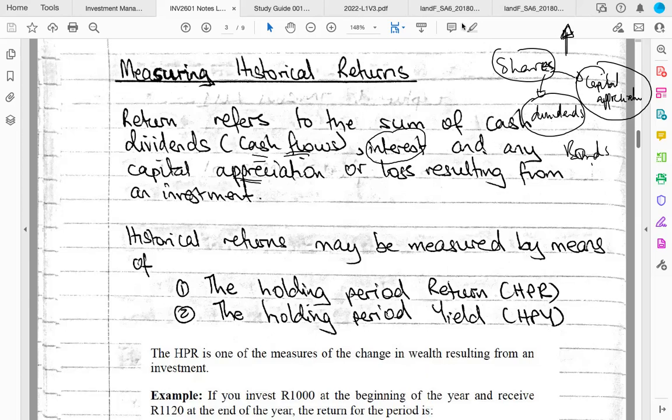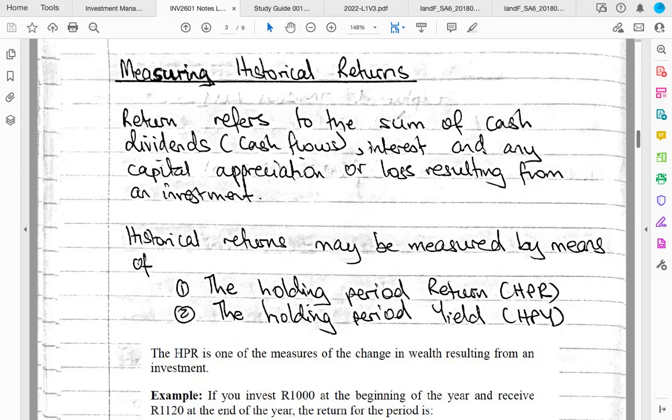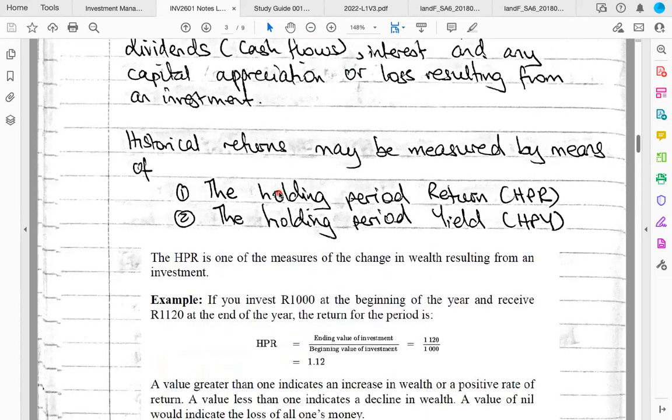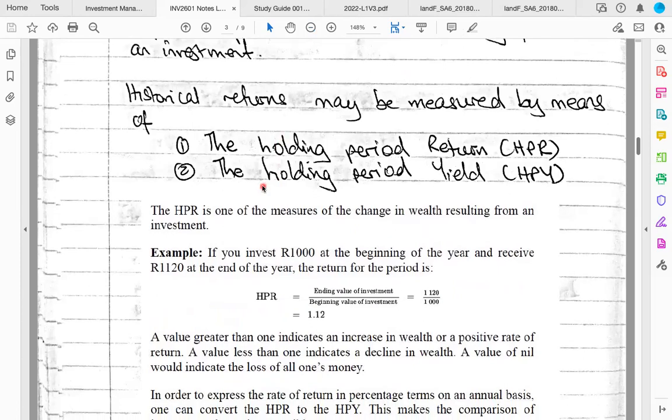Even if you purchase a house to rent out, you can get a return from two sources: cash flow in the form of rent, capital appreciation in the form of the price of the house going up, and then you can sell the house at a higher price. So with any investment, historical returns can be broken down into two parts: historical returns from cash flows or historical returns from capital appreciation, right? So when it comes to these historical returns we're referring to, we can calculate these historical returns using what we call the holding period return, HPR, and the holding period yield, HPY.